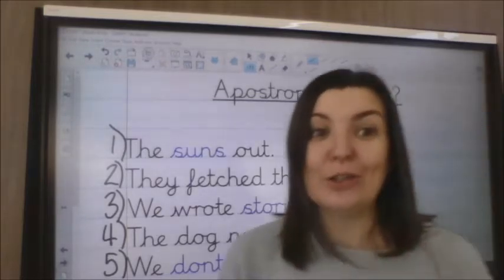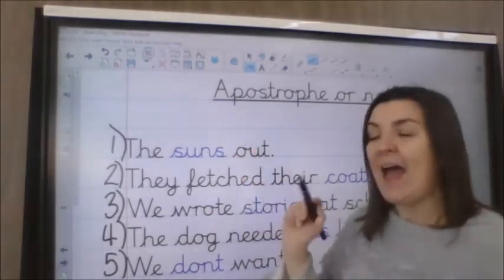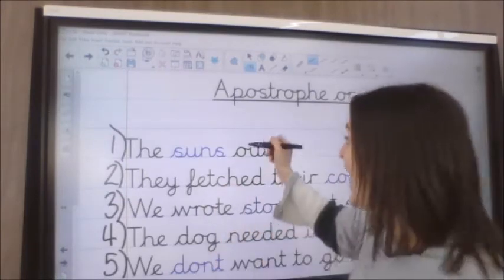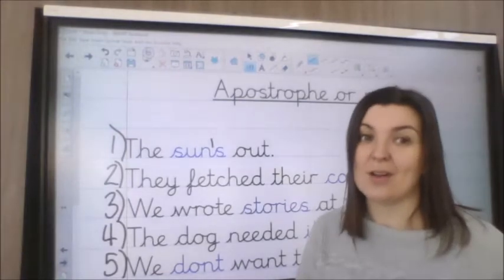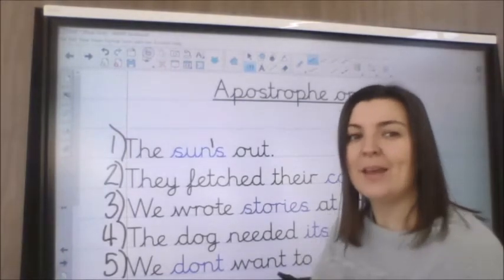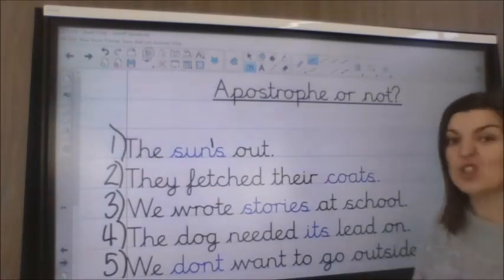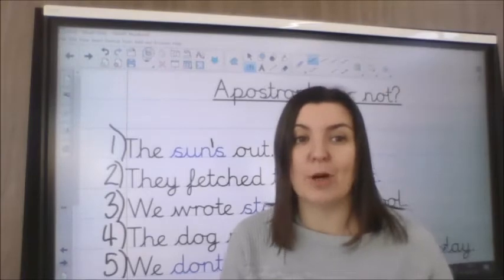Okay, so you should have had a look at those. So this one, the sun's out. Now that S there is to say the sun is out. So actually, a letter has been missed there for contraction. That was a little sneaky one. So they fetch their coats. Coats is just a plural. It doesn't need an apostrophe. So just because it ends in S, it doesn't need an apostrophe.